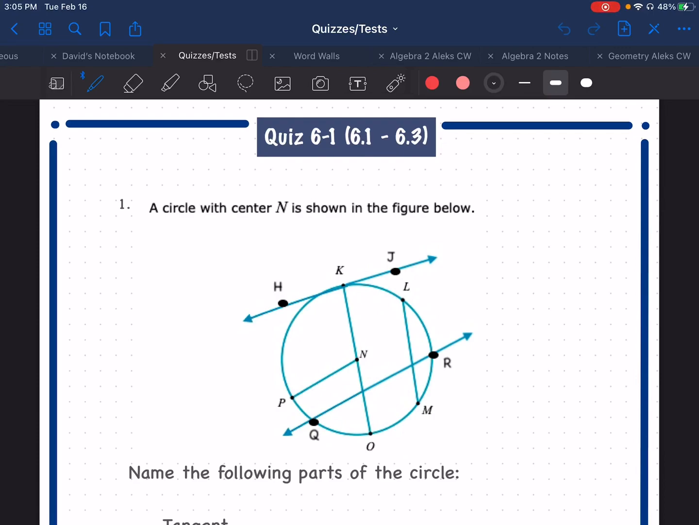Today's video is to review you for quiz 6-1, which covers lesson 6.1 and 6.3. Question number 1 is going to give you a circle much like this, where it may tell you which point is the center. This one is the center is at N. And then it's going to ask you to name the following parts of the circle.